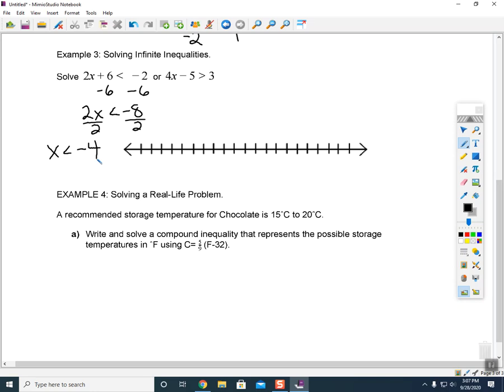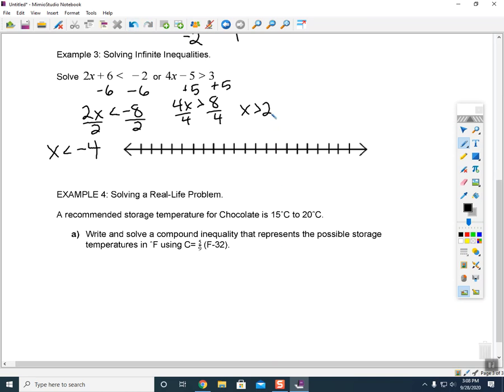Do the same thing over here. So I'll add 5 to both sides. I get 4x is greater than 8. Divide both sides by 4. Leaves me with x is greater than 4. So my inequality, oh, x is greater than 2. I was going to say that doesn't look right. 8 divided by 4 is 2.